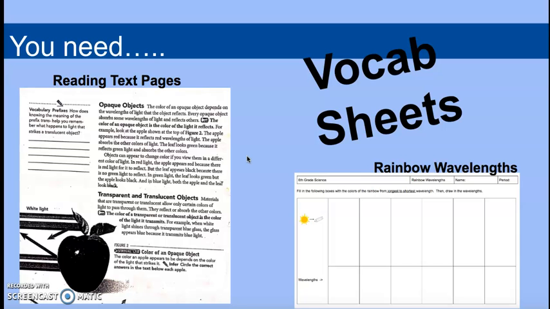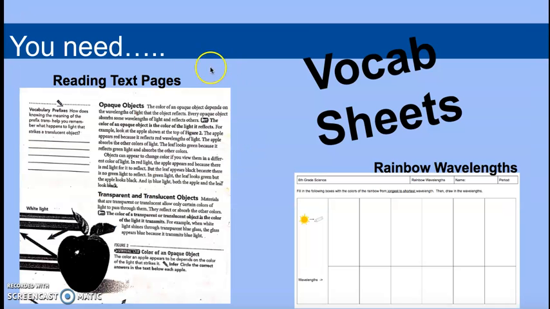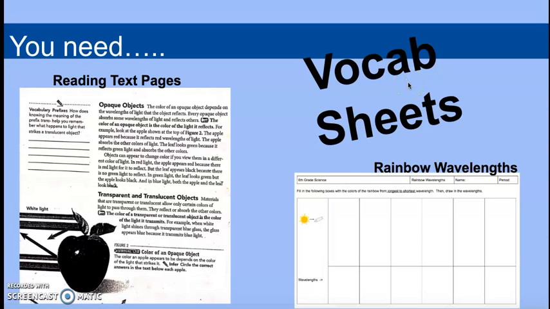So make sure, first, you are going to need your reading text pages where it says opaque objects on it. That is going to help you with the last part of your graded assignment. Also, you're going to need your vocabulary pages so that you can access reflection and refraction. Finally, you will probably need your rainbow wavelengths because we are going to ask you a question about that. Make sure all of these things are out and then you will be ready to go.